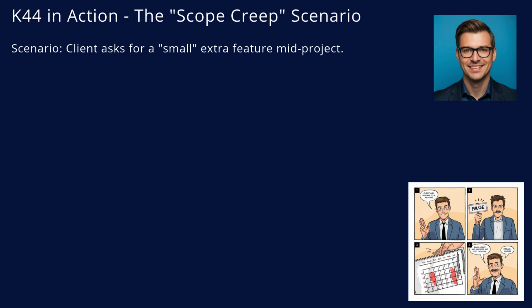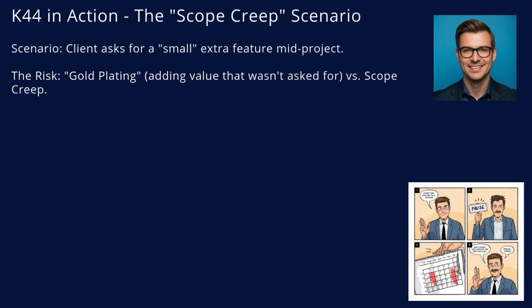Let's see K44 in action. Imagine you are halfway through a project. The client comes to you and says, "Hey, can we just add a reporting dashboard?" It's a small thing. This is the danger zone. It's called scope creep. If you just say yes to be nice, you risk delaying the whole project.